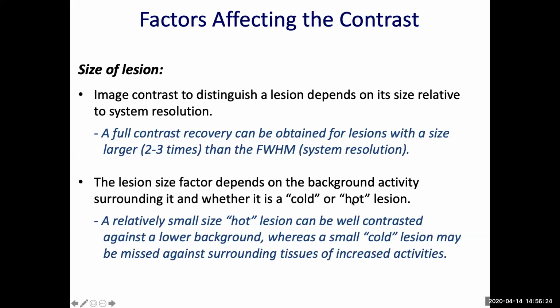Some lesions in nuclear medicine are called cold lesions, low uptake, or hot lesions, high uptake. A relatively small hot lesion can be well contrasted against a lower background, whereas a small cold lesion may be missed against surrounding tissue of increased activity. So bigger is better, hot is better.